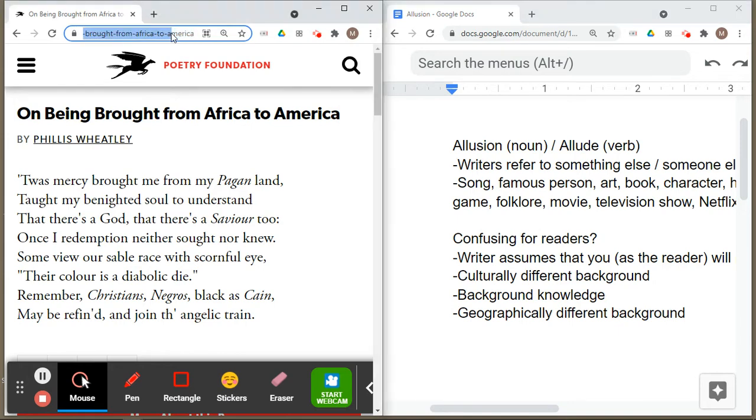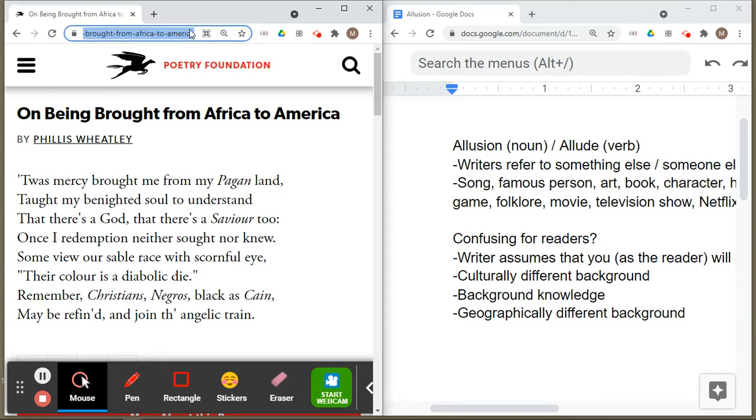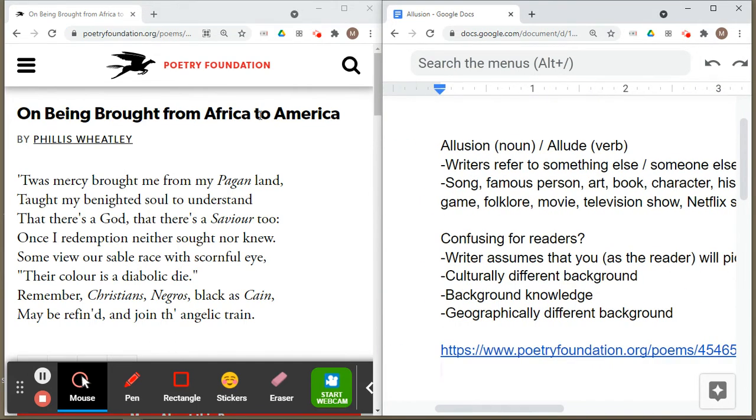So the first thing I want to do is make sure that I read the poem and that I understand the poem first, and then we'll start finding our text evidence. So I'm going to go ahead and set myself up for success. I'm going to copy and paste the article or the poem's link.